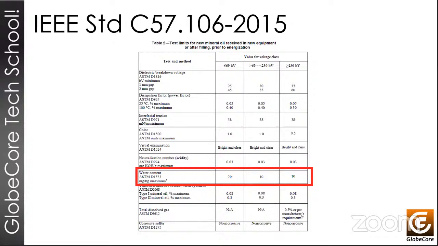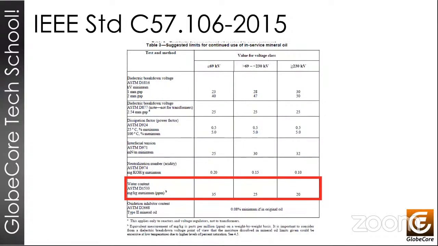So moisture ppm is just one parameter. We also have to control the relative saturation of oil with water, and the amount of water that is transferred from oil to paper. And these are two important constraints that we must take into consideration. Next, please. Need the next slide, please.